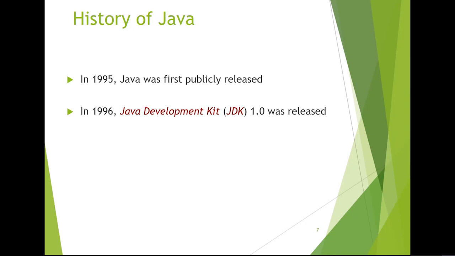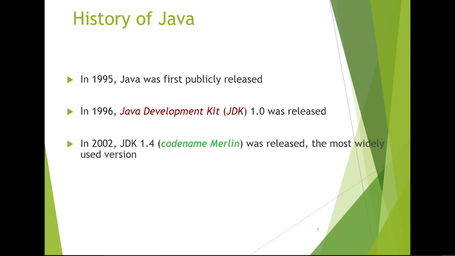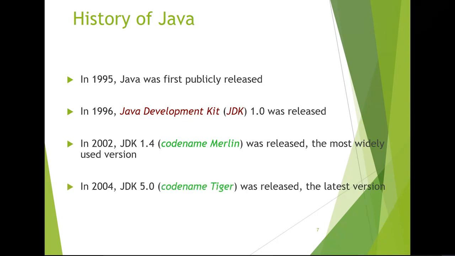Okay? So, next, in 2002, JDK 1.4 named Merlin was released and most widely used version. And then in 2004, JDK 5 na codename Tiger was released, the latest version. So mapapansin niyo yung mga codenames na ginagamit nila is usually more on the animals talaga.